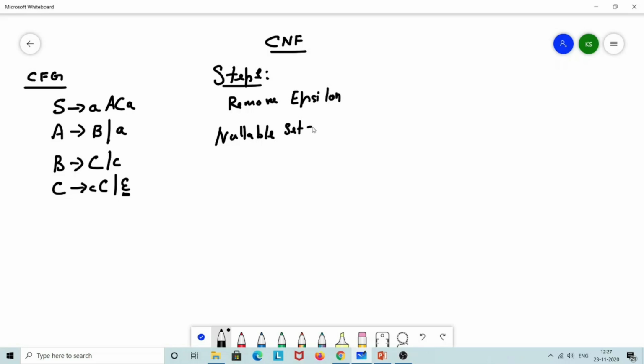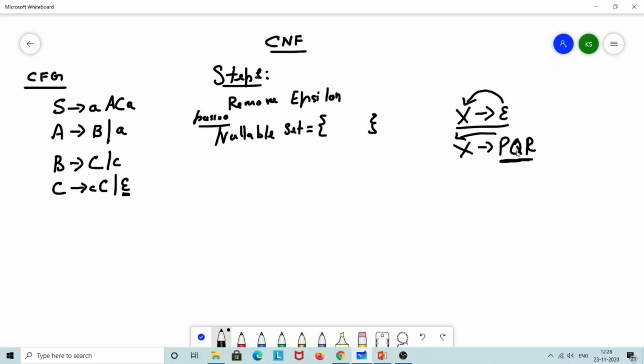We have to write a nullable set which is initially empty. So this is in pass 0. Now I have to scan the entire context free grammar and look for a rule of this form, that is X gives epsilon or X gives PQ or whatever. If X gives epsilon, then automatically X becomes nullable. The other way is if X gives PQR, with only non-terminals on the right hand side, and if all these three non-terminals are nullable, then automatically X becomes nullable.